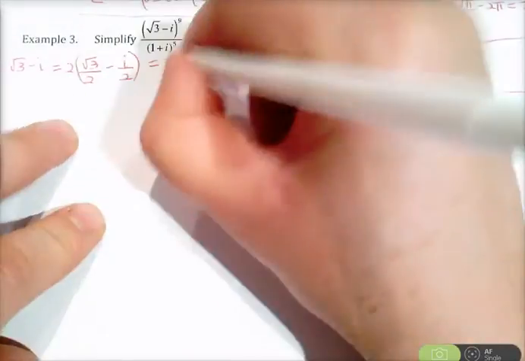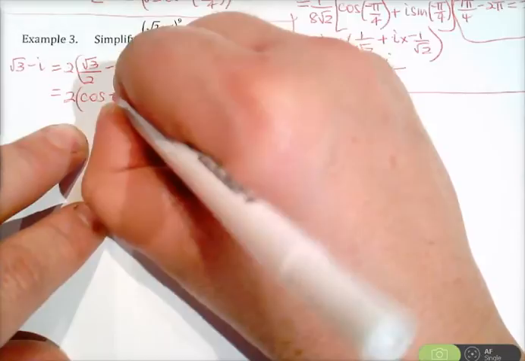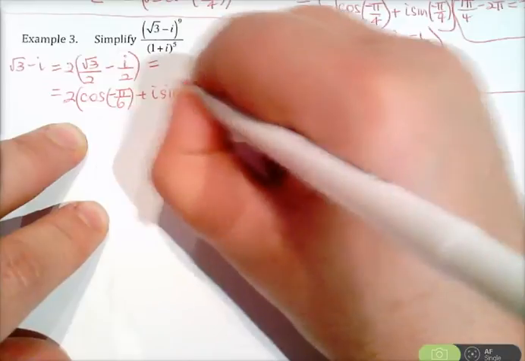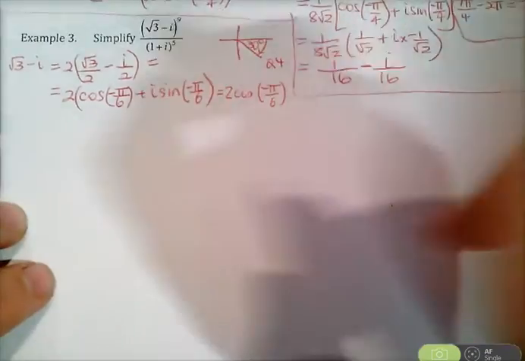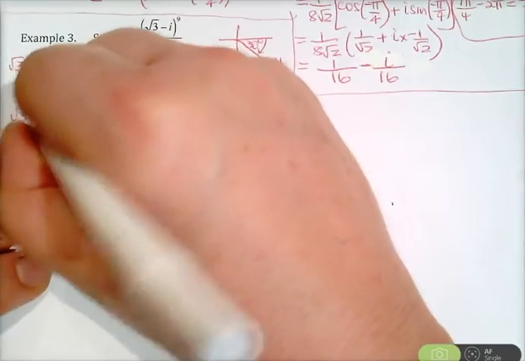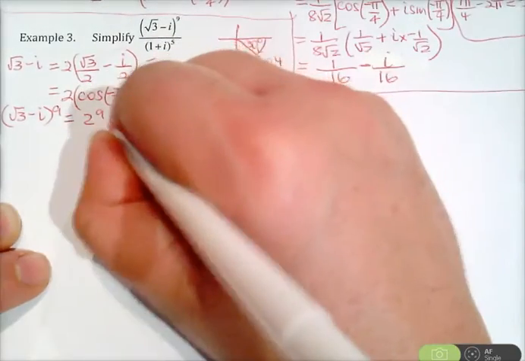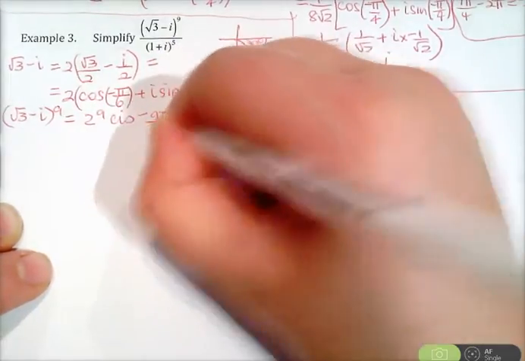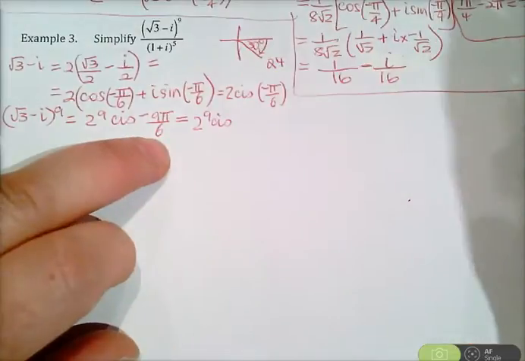So therefore this will be 2 cos minus 30, which is minus pi on 6, plus i sine minus pi on 6, okay? Which is just 2 cis minus pi on 6. So that means that root 3 minus i to the power of 9 is 2 to the power of 9 cis minus 9 pi on 6. Now I'm just going to keep that as 2 to the power of 9 cis. Now 9 pi on 6, that's minus 3 pi on 2.